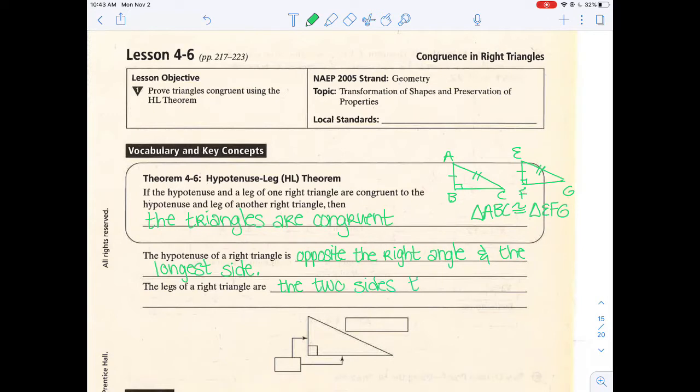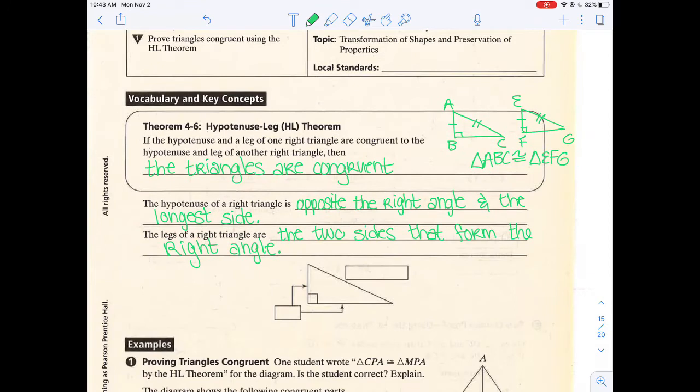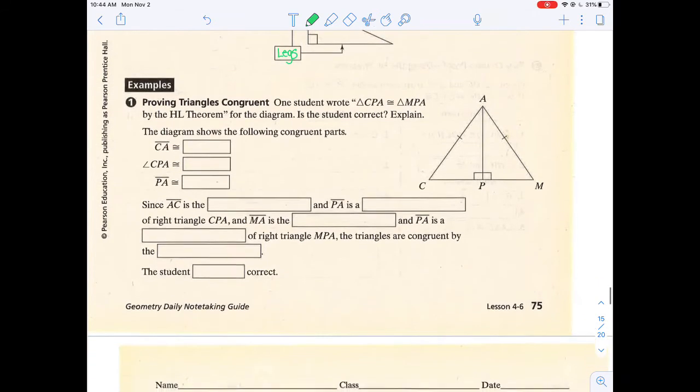The legs of the right triangle are the two sides that form the right angle. So in this picture down here, this long slanted side would be the hypotenuse, and these two sides over here that make the right angle would be the legs. Okay, so knowing that, let's jump into some examples.